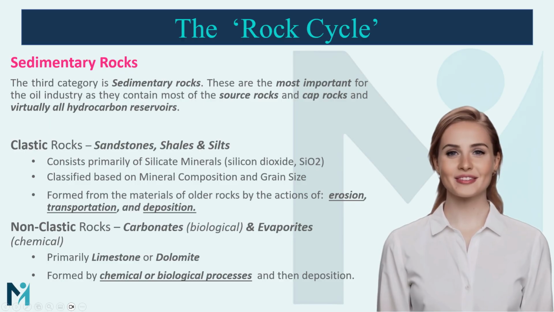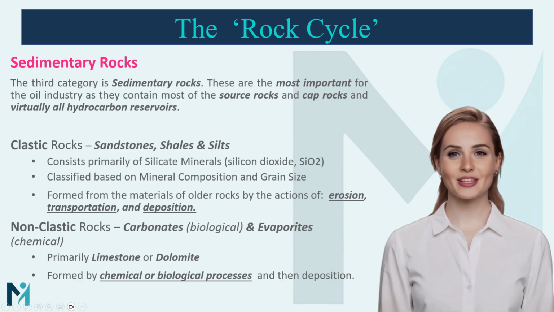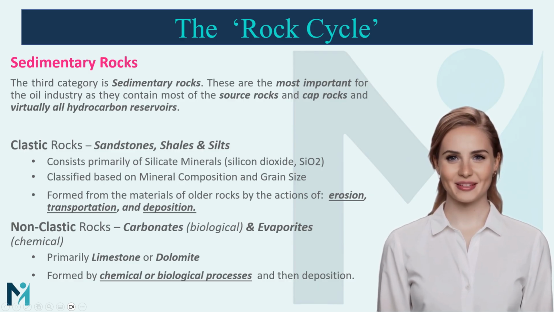Now let's talk about sedimentary rocks, which are without question the most important rock type when it comes to petroleum geology. These rocks are where we find almost all hydrocarbon reservoirs, most source rocks, and the essential cap rocks that trap oil and gas in place. Sedimentary rocks form at the Earth's surface through the accumulation and compaction of sediments, and they're typically divided into two broad categories: clastic and non-clastic.